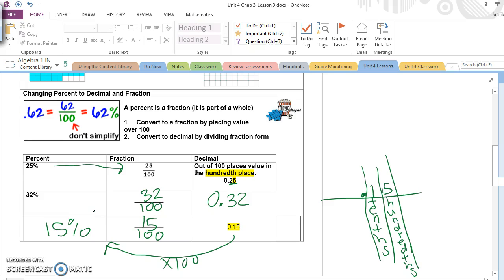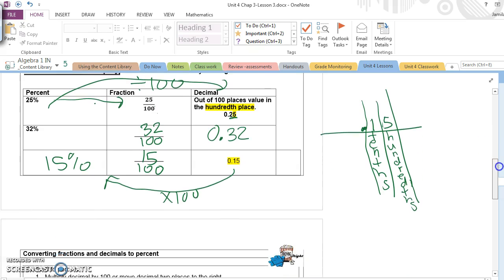Okay. Here we did the opposite. Remember, when you're taking a percent to a decimal, you divide by 100. See, 25 divided by 100. So recall that your fraction bar also means division. So 25 divided by 100 gave us this. Whereas if we're going decimal to percent, we multiply by 100. Okay.